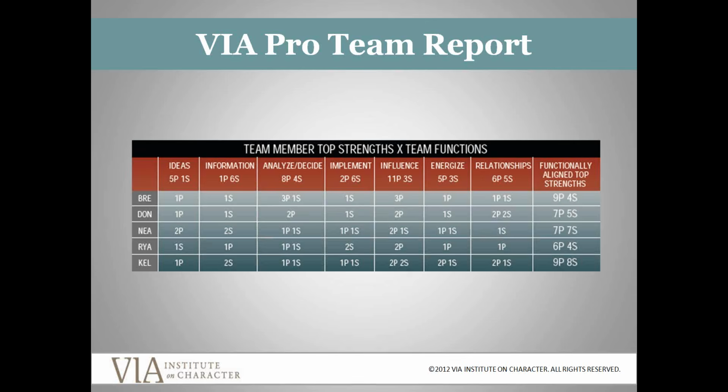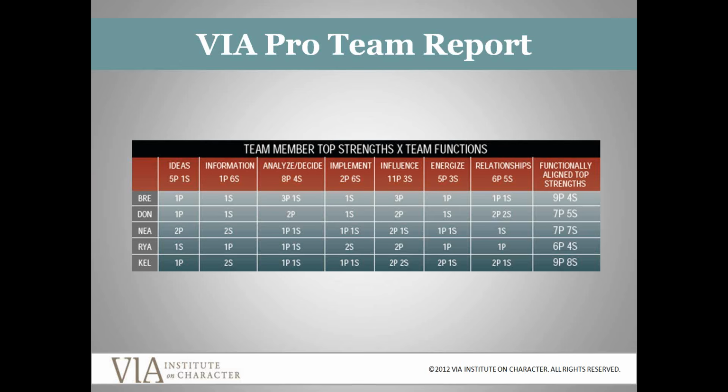On page 24 of the report, you'll find a table that presents how each team member's top strengths map out on these functions as either primary or supportive. The far right column shows the summary across all functions. In this display, you can see that BRE has 9 primary strengths aligned with the 7 team functions and 4 supportive strengths. Team members with notably more primary and supportive strengths may be poised well to play a leadership role in the team if they're not already doing so.